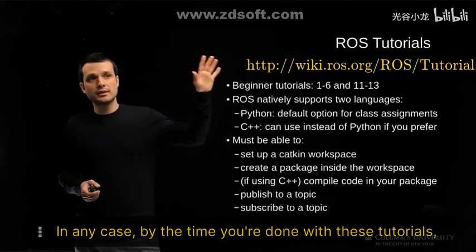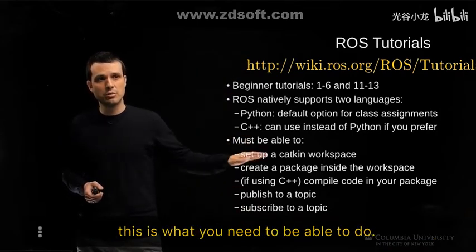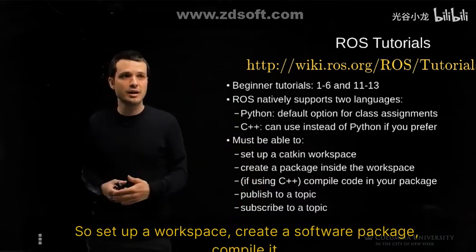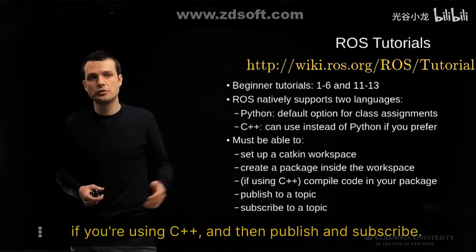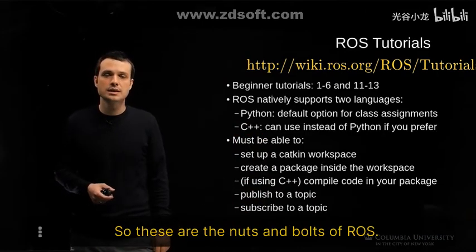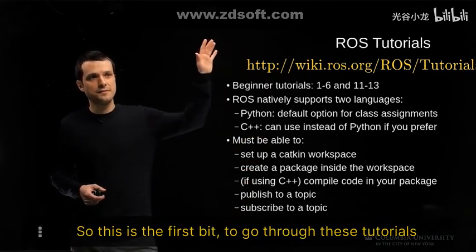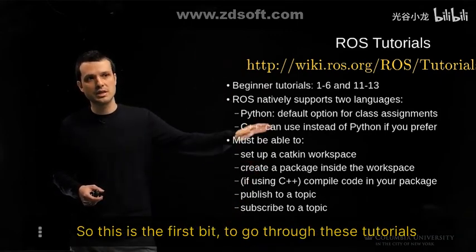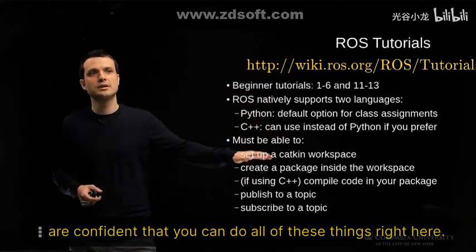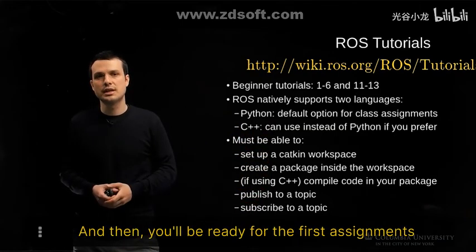In any case, by the time you're done with these tutorials, this is what you need to be able to do. Set up a workspace, create a package, a software package, compile it if you're using C++, and then publish and subscribe. These are the nuts and bolts of ROS, and these will already be needed for the very first assignments. So this is the first bit, to go through these tutorials and read them, try them, until you are confident that you can do all of these things right here, and then you'll be ready for the first assignments in the class.